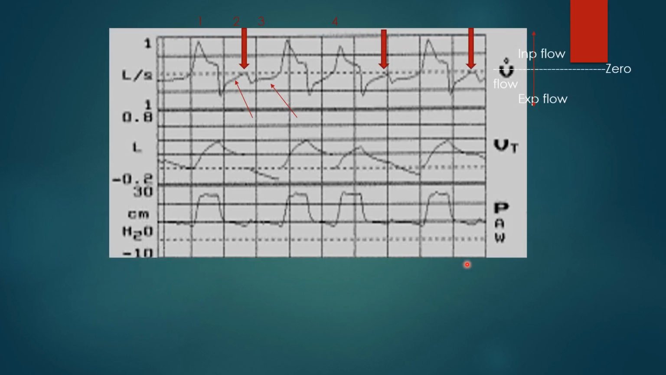Here's an example of an asynchrony that we call missed triggers. The patient made an inspiratory effort but failed to trigger a breath. And we can see this patient has 3 missed triggers in 10 seconds. This is a missed trigger, this is a missed trigger, and this is a missed trigger. It looks like the patient exhaled and then exhaled again. People just don't exhale twice after one inspiration.